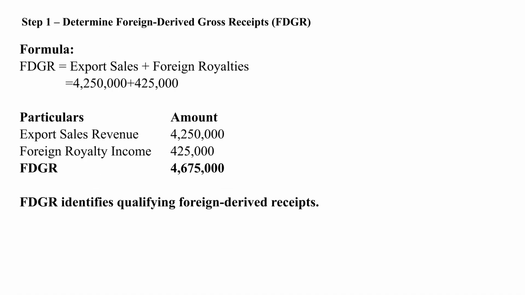The first step is determining foreign-derived gross receipts, or FDGR. FDGR represents revenue earned from serving foreign markets. In our case study, the corporation earned export sales revenue and foreign royalty income. When combined, these amounts produce FDGR of $4.675 million. This is the pool of receipts that potentially qualifies for FDII benefits.